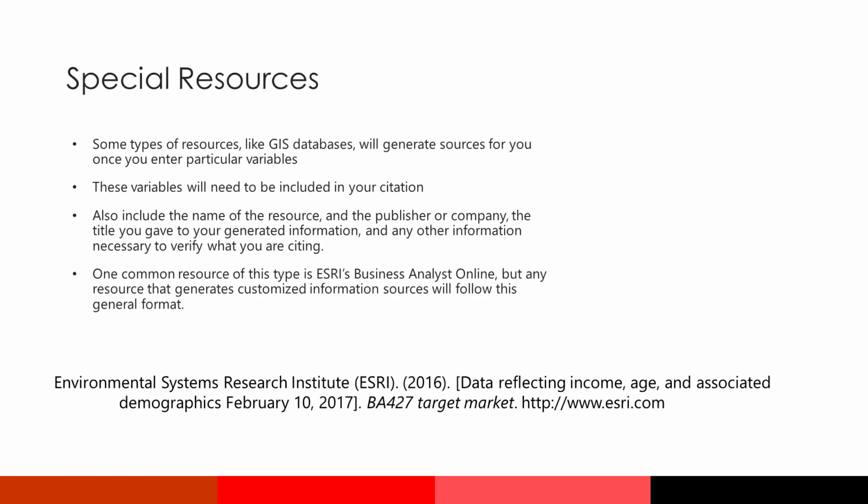Other resources that can be tricky to cite are resources that generate information for you after you enter specific variables. GIS databases often work in this way, as do some other information repositories, and these are becoming more and more common in certain disciplines. In order for these sources to be retrievable for your readers, you need to include the variables used to generate the resource. This information will be placed in brackets, along with the date it was used to generate the information. This date is important, since the data in these resources can change. Also include the title you have assigned to the generated information, if there is one, and any URL associated with the resource.